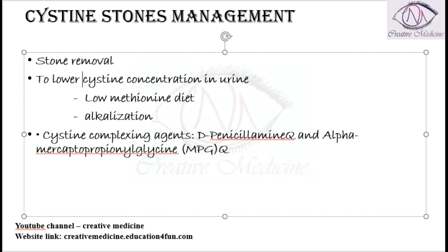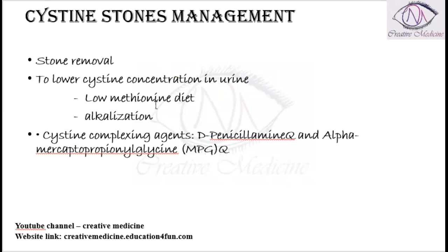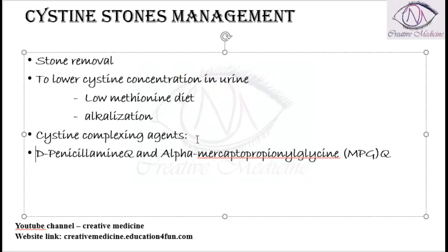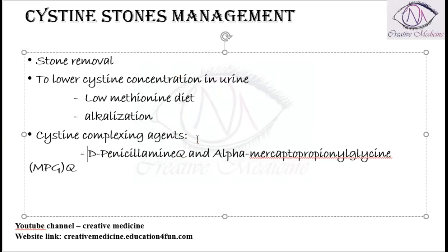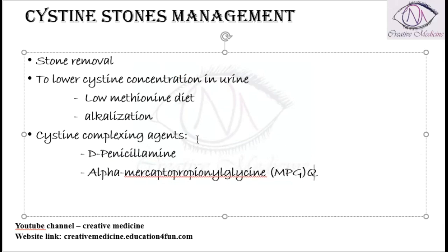Then we should alkalinize the urine. Why? Because cystine stones are formed in acidic urine. So if you alkalinize the urine, obviously the cystine stones are not formed. Then you can also give some cystine complexing agents. These cystine complexing agents will combine with the cystine, and thus they will cause excretion of cystine.